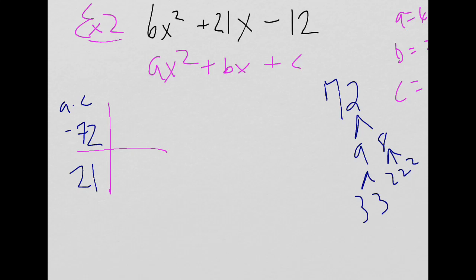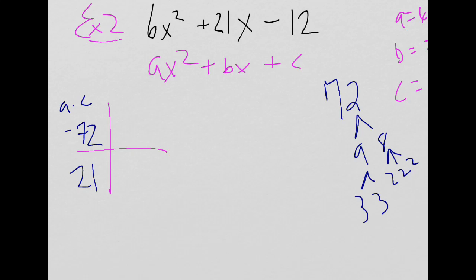But the thing is, one of these is a negative. So if I multiply two numbers together, in order for it to give me a negative, the signs are going to be what? One's going to be positive, one's going to be negative. So if I multiply 2 times 2 times 2 times 3 times 3, it'll give me 72.